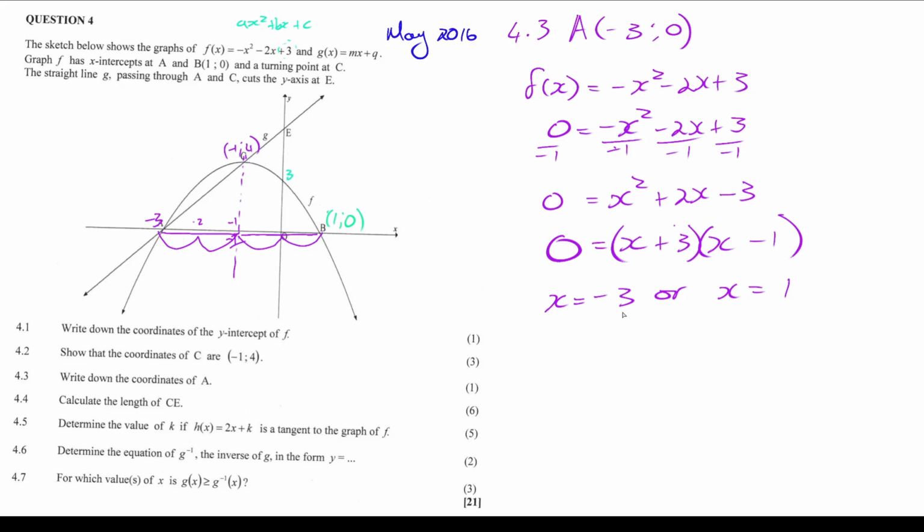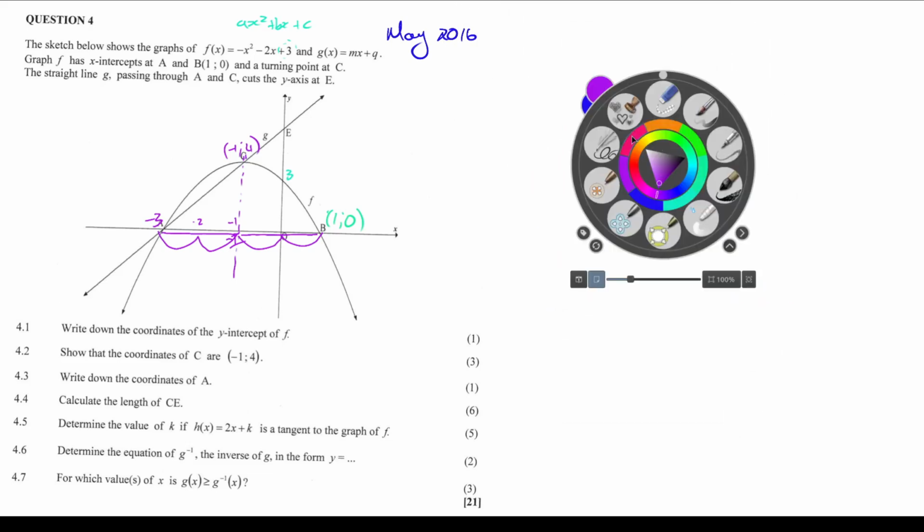Where were we? So we have negative 3 and 1. So we say A is (-3; 0). Okay, doesn't matter which one you do. Both get you to the same answer. And, you know, sometimes while you're writing, you just don't remember. And it is what it is.